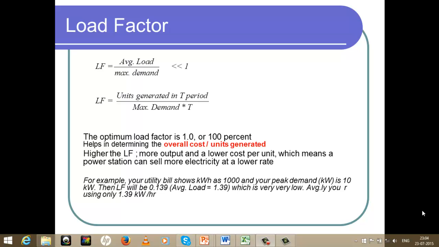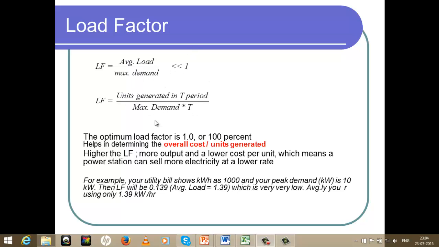Load factor defines the ratio between the average load and the maximum demand. From this equation itself, we may come to know that this is the ratio between the average value of power consumed on that particular area as well as the maximum demand on that particular area. So definitely, if you see this definition, the maximum demand is always greater than the average demand, and this load factor will always be less than 1.